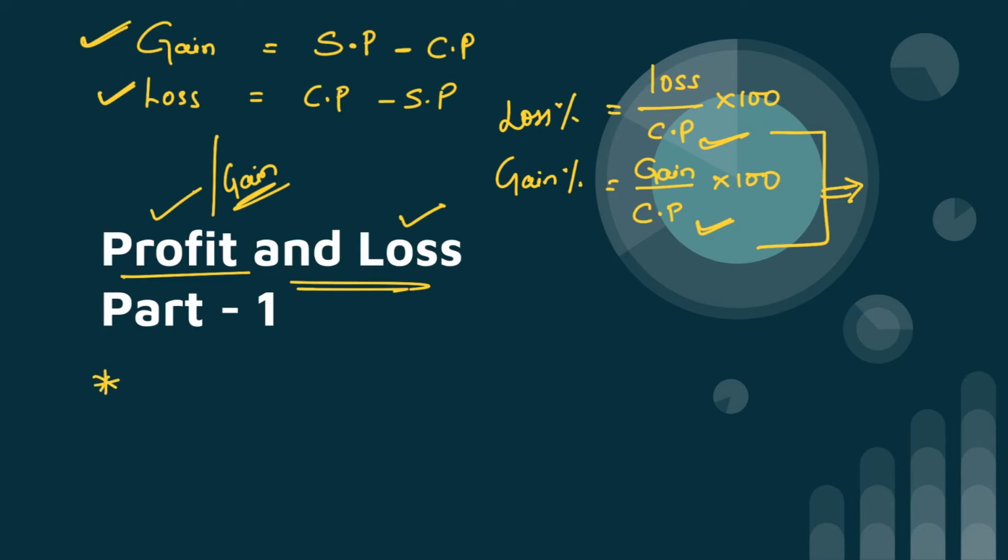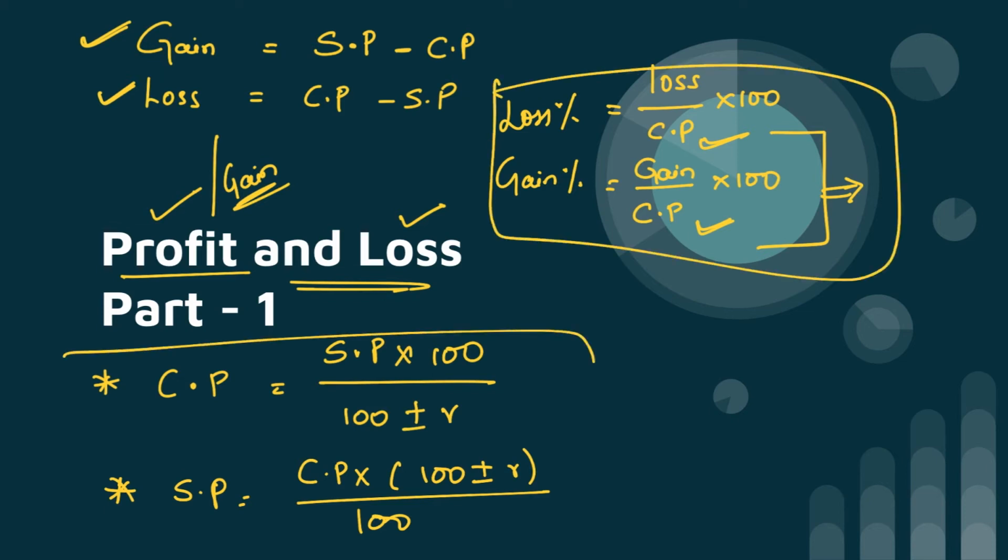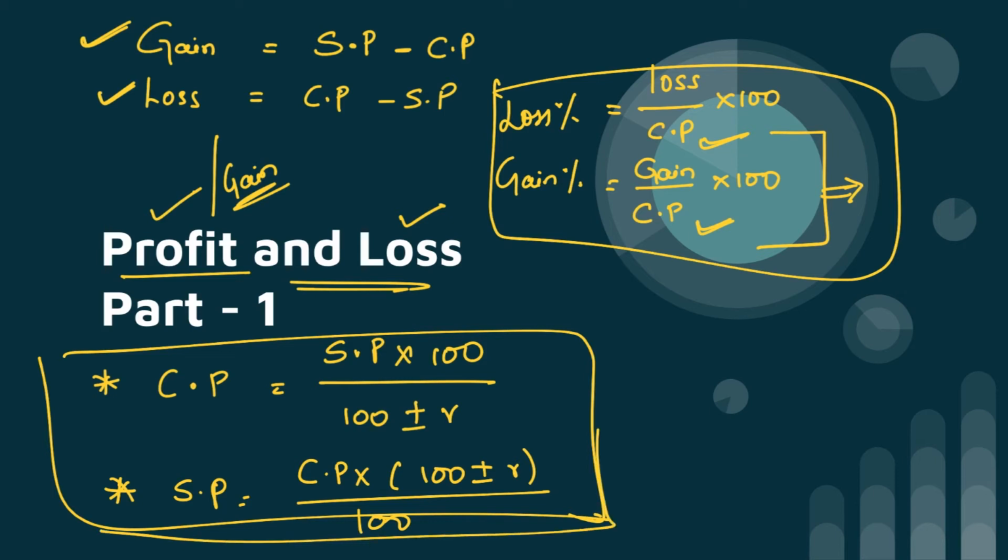Suppose you want to find the cost price. Then the formula is selling price into 100 divided by 100 plus or minus loss or profit percent. And if you want to find the selling price, then cost price into 100 plus or minus r whole divided by 100. So remember all these formulas so that we can solve the problems based on profit and loss quickly and easily. Just glance at them.